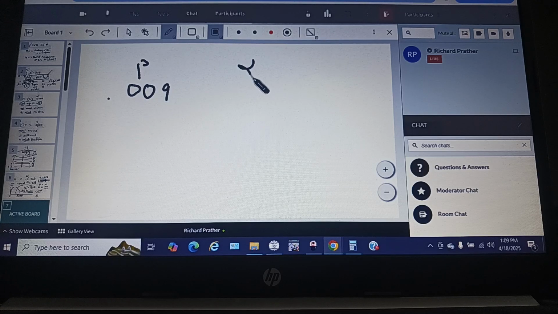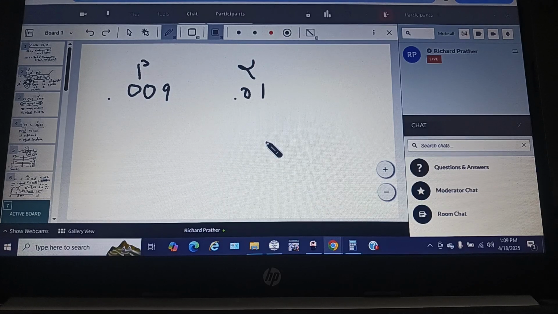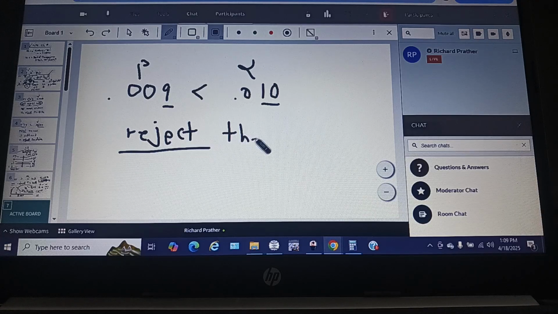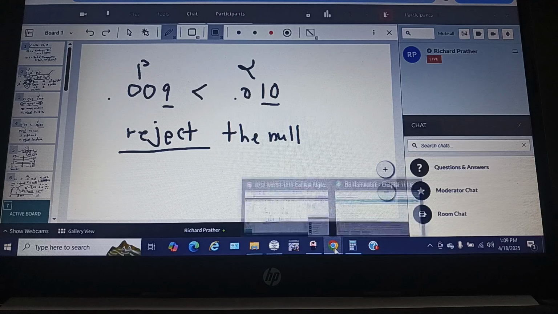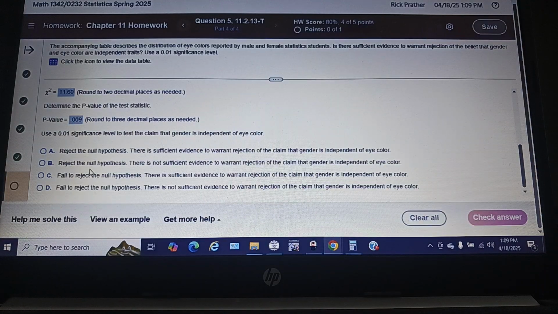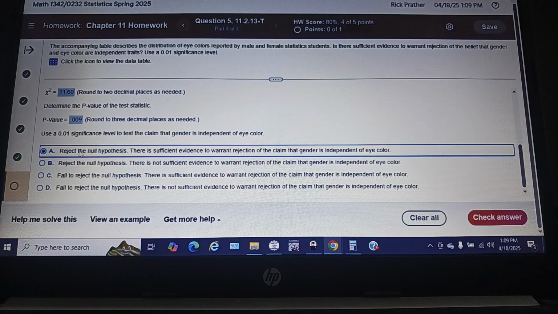to 3 decimals. The given alpha is 0.01, and you might think 9 is bigger than 1, but this is actually 9 compared to 10 if I make them both 3 decimals long. And 9's a little bit less than 10, so reject the null. The null says that the gender and the eye color are independent. I'm rejecting that and saying, no, it is dependent. Depending on your gender, you're more or less likely to get a certain eye color, apparently, at least based on this sample. Reject the null, definitely A or B. There is sufficient evidence to warrant rejection of the claim that gender and eye color are independent.